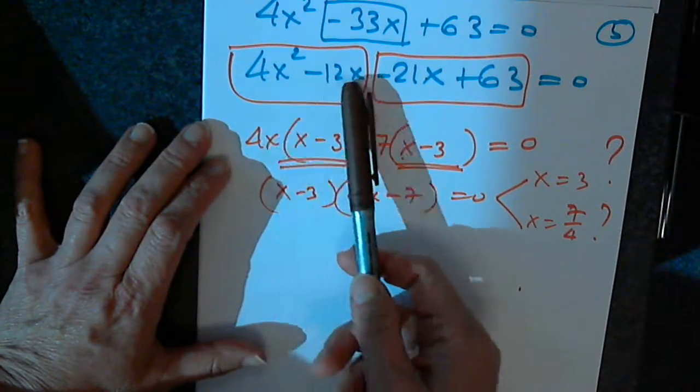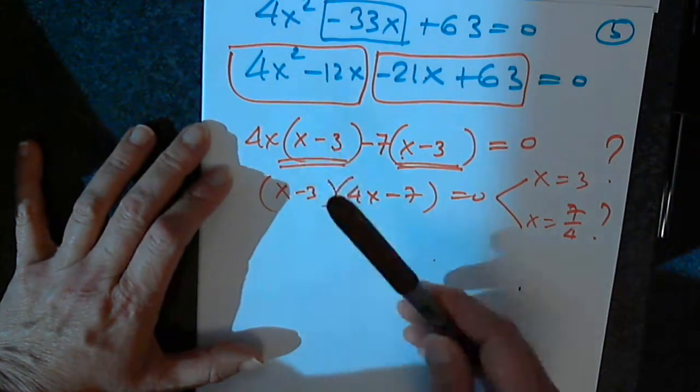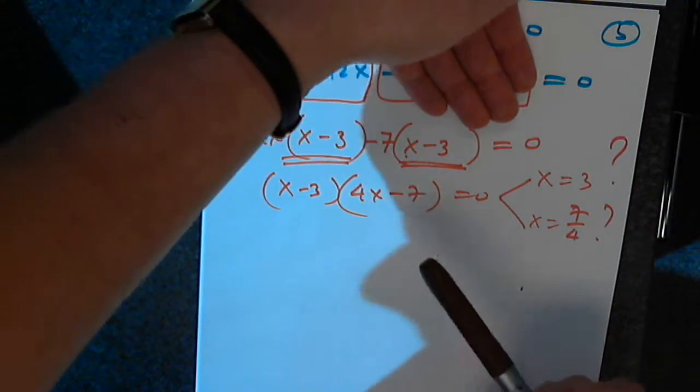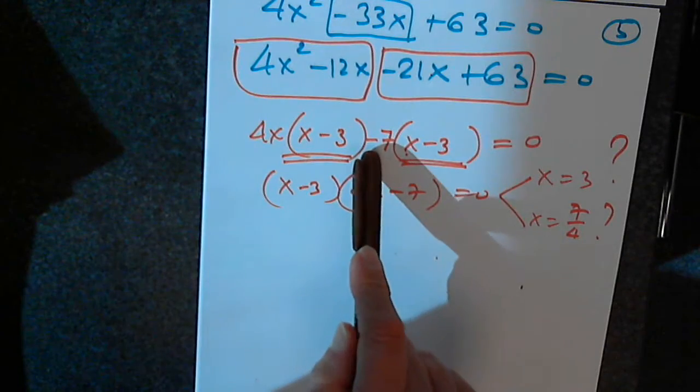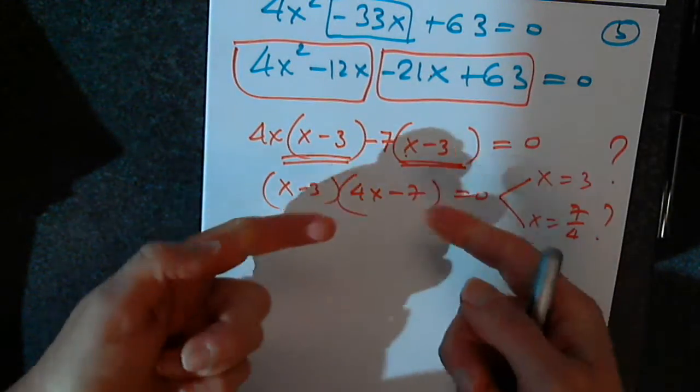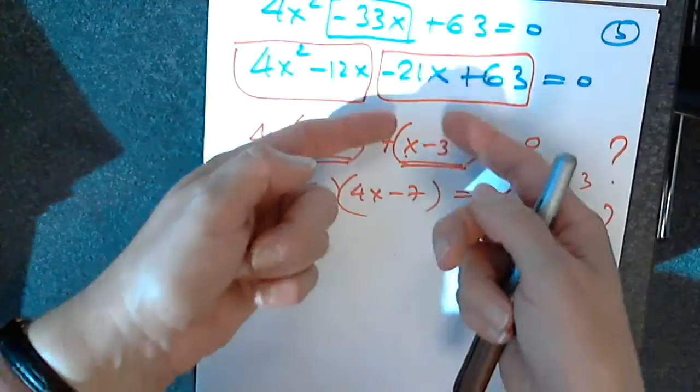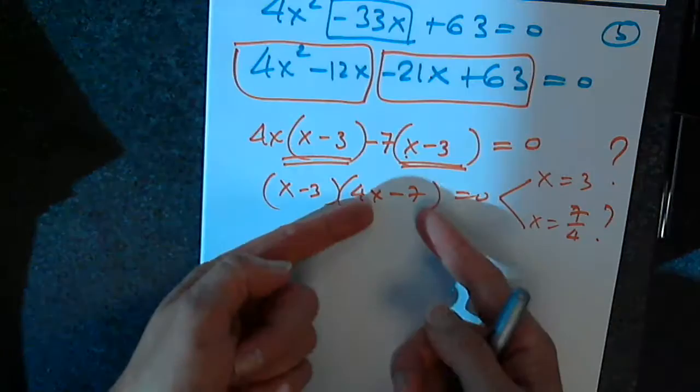So we factored out a 4x, and we got x minus 3. I did not look at the other two. I copied x minus 3, and then I realized that I have a factor of negative 7. So then I copied x minus 3, or pulled it in front, and then I'm left with 4x minus 7.